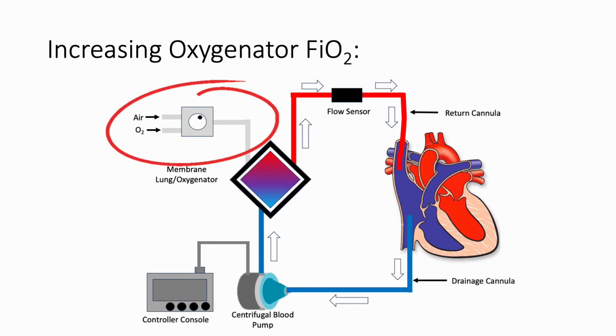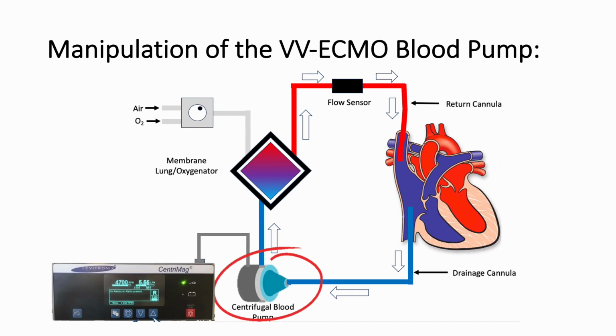Although increasing the FiO2 of the oxygenator would increase oxygen delivery through the membrane lung oxygenator, the FiO2 of the oxygenator is usually just kept at 100% until attempts at weaning are made. Because of this, manipulating the membrane lung oxygenator FiO2 is unlikely to be an option for troubleshooting hypoxia or hypoxemia, although ensuring the oxygenator FiO2 is at 100% is a reasonable first step when a patient is experiencing hypoxemia.